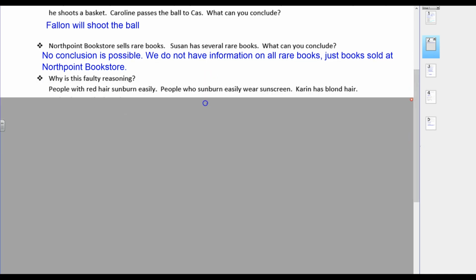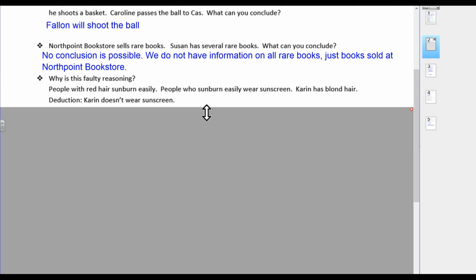All right. People with red hair sunburn easily. People who sunburn easily wear sunscreen. Karen has blonde hair. Deduction: Karen doesn't wear sunscreen.